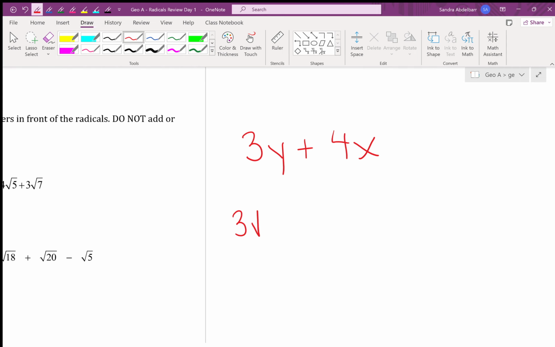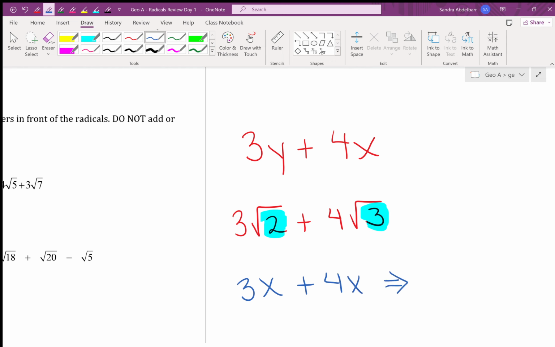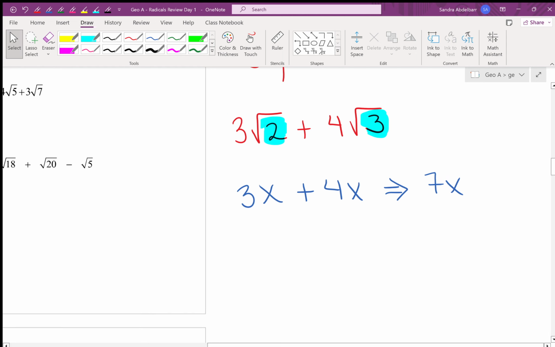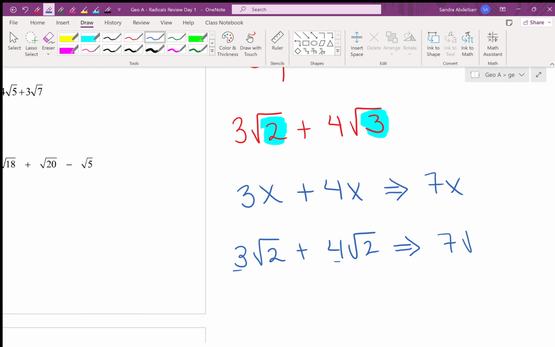If I have a 3 root 2 plus a 4 root 3, the number underneath the radical is called the radicand. If the radicands are not the same, you are not allowed to add or subtract them. But if the radicands are the same, very similar to variables, if I have a 3x plus a 4x, what does that give us? 7x. Don't you just add the coefficients? Same idea. If I have a 3 root 2 plus a 4 root 2, all you're going to do is add the coefficients and leave the radical the same.